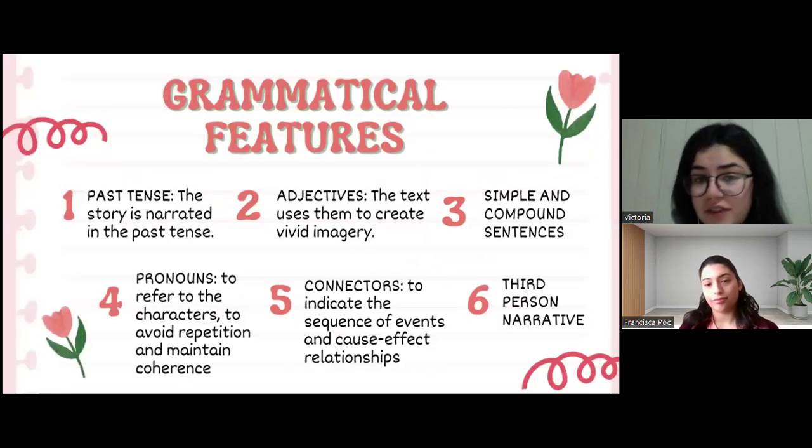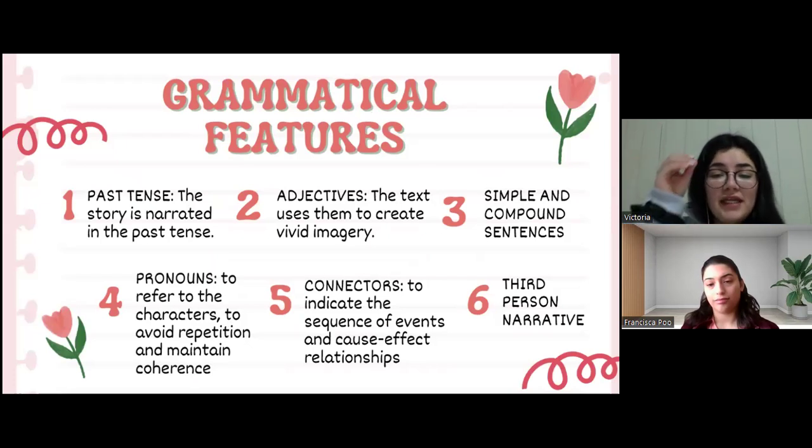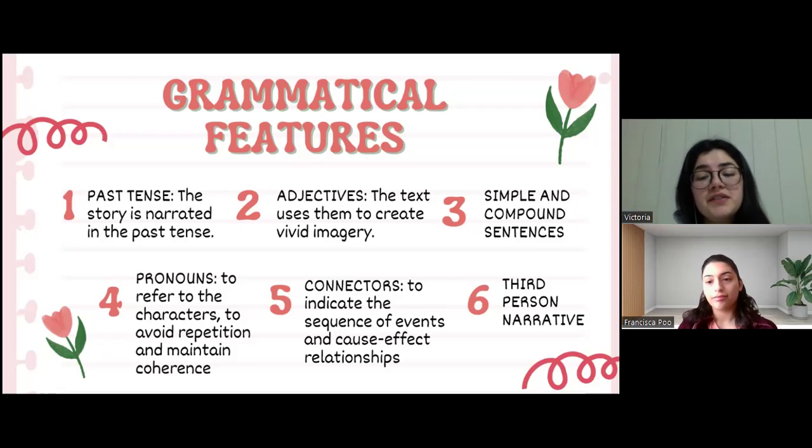In terms of the text structure, firstly, we have the grammatical structure, which includes the most relevant grammatical features that we can find in the text. For example, we have the use of past tense in the story. We have the use of adjectives to characterize different places, emotions, feelings, or characters. Then we have simple and compound sentences. Then we have the use of pronouns in order to avoid repetition. Then we have the connectors in order to link ideas, phrases, or paragraphs. And finally, we have the presence of third-person narrative.